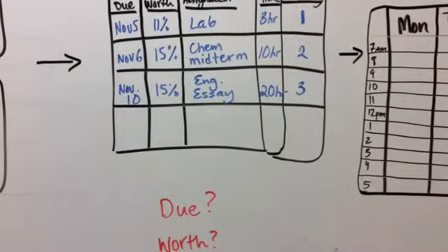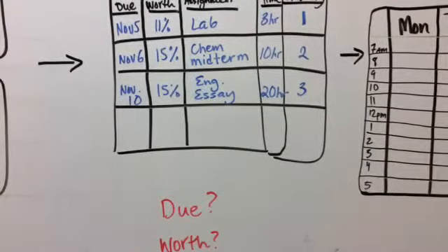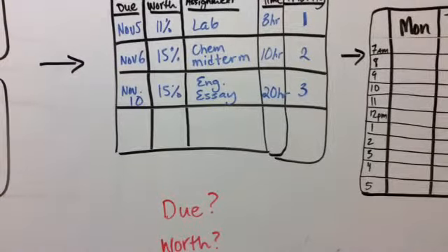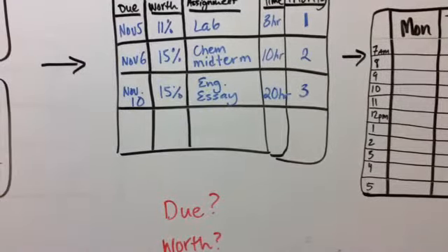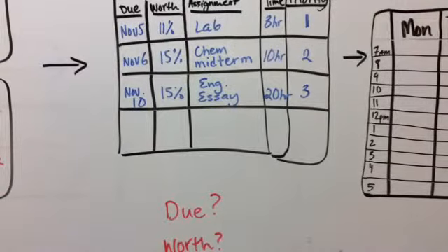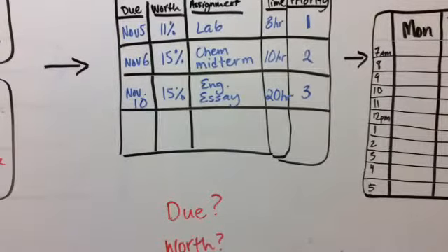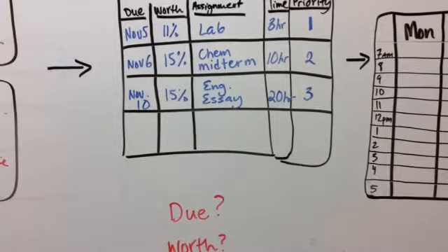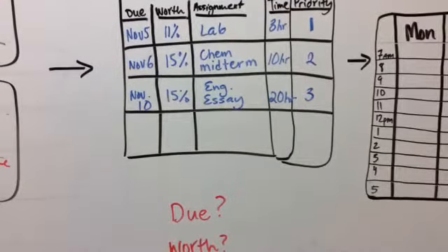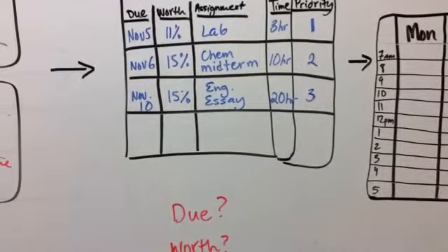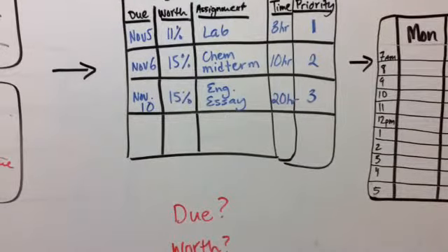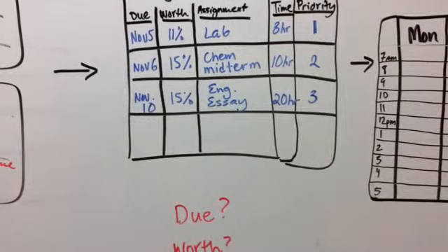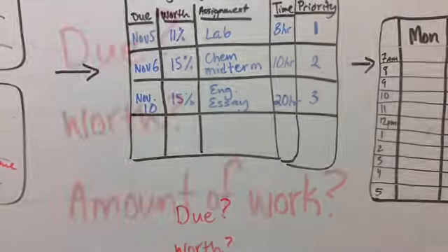So priority of 1 is really important. Priority of 3, not so important at the time, okay? I also estimate the time that it's going to take me. So chem lab, I'm thinking 3 hours, chem midterm, maybe 10 hours. And so sometimes it's hard to know exactly how long something's going to take us. And often I find that students underestimate this. And so this is usually where the time management plans fall apart.